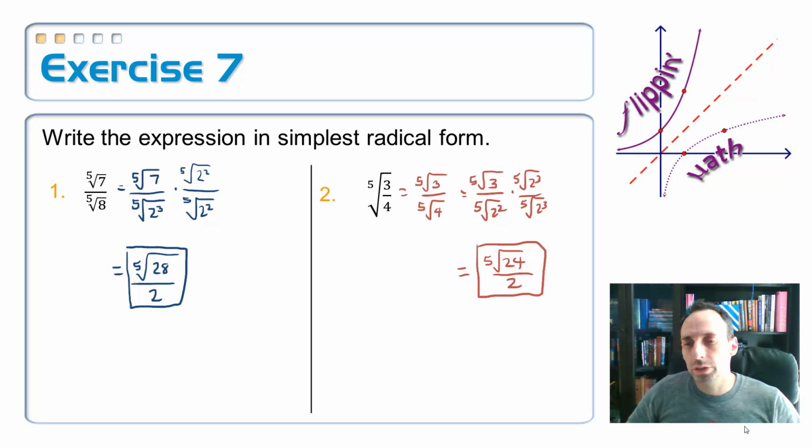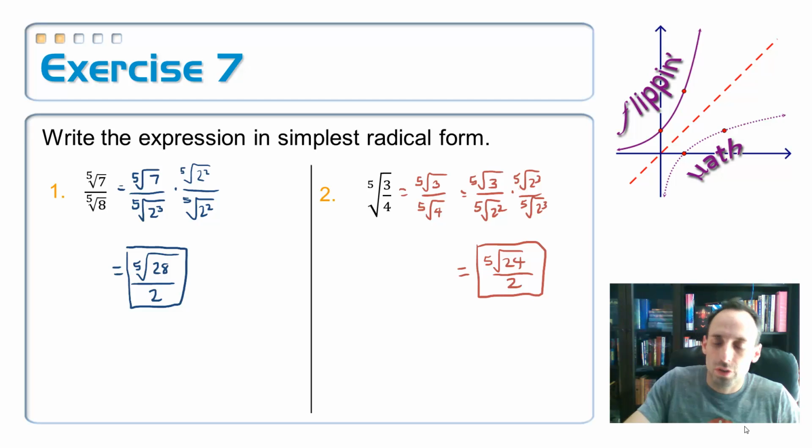So on the first one, you definitely want to simplify or factor that 8 that's in the bottom as 2 cubed so that you can subtract those from 1. I got 3/5, so I need to multiply by the 2/5 power on the top and the bottom in order to make it disappear. And so you get the 5th root of 28 over 2.